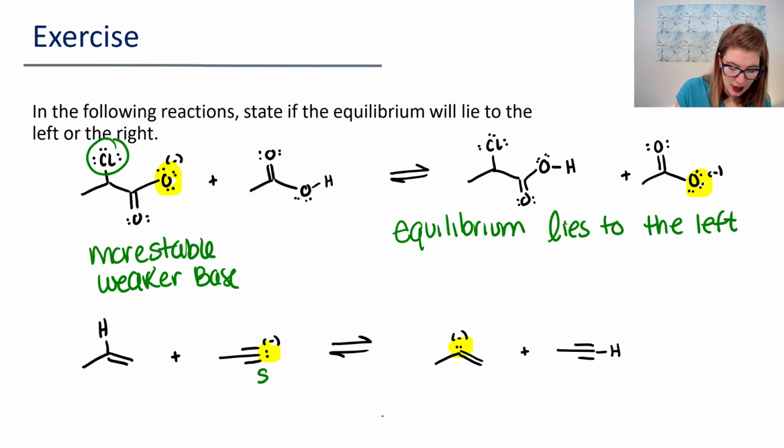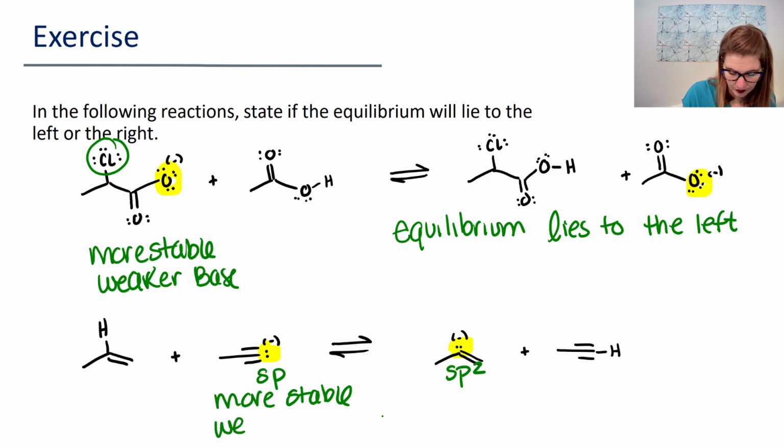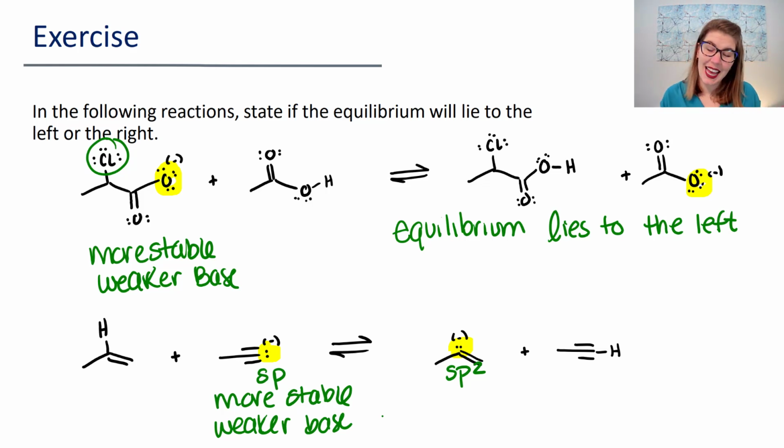The lone pair here is in an sp hybrid orbital. The lone pair here is in an sp2 hybrid orbital. The sp hybrid orbitals hold the electron pair closer to the carbon nucleus, making less distance between the positive and the negative, which stabilizes that extra pair of electrons. And because the sp hybrid orbital is stabilizing that pair of electrons, stabilizing means more stable, which means this is the weaker base. And because that one is the weaker base, again, in this example, the equilibrium will still lie to the left.